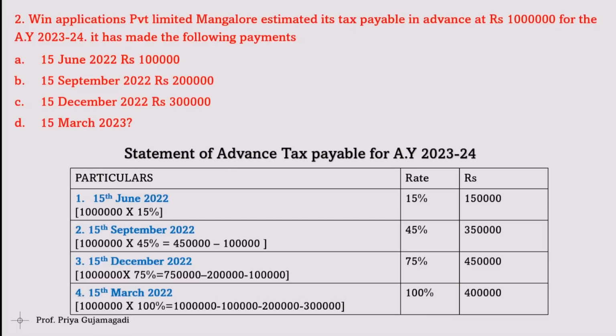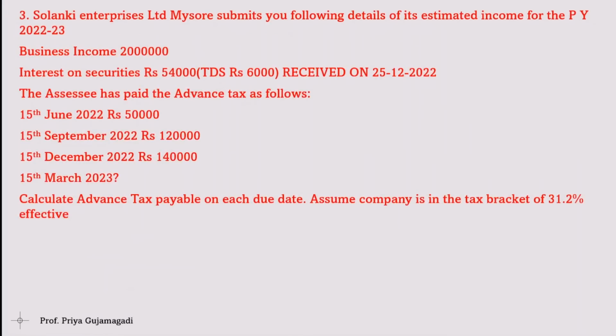Next problem, problem number 3. This type of problem we can expect for 10 marks. In the previous two problems they had already given how much tax is payable, so we directly showed the statement of advance tax. But in this problem we need to calculate the total income and the tax payable. Then we have to draft the statement of advance tax. So if you have a slight knowledge of income tax, then only you can calculate the total income of the firm.